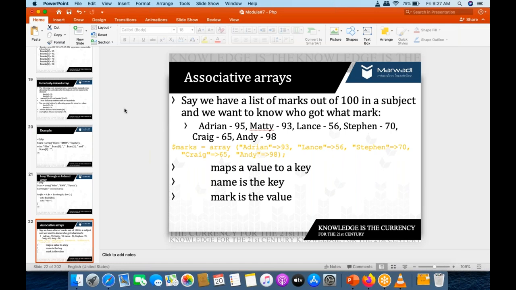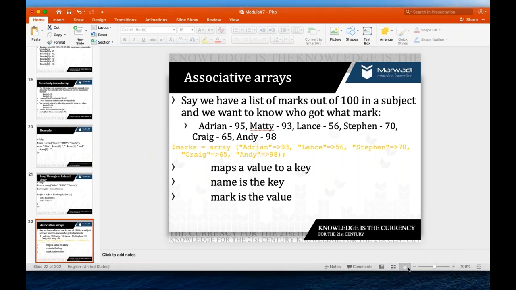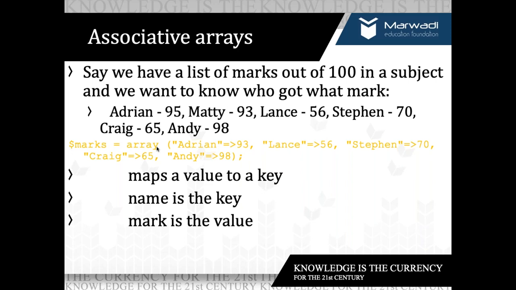First of all, I'm giving you some instructions in between the explanation, so I want you to do the same. Over here, you can see this, this is the pale yellow color. This is how we can define the associative array. Over here, dollar marks equals array in round brackets, and in double quotes, Adrian equals greater than sign 93, comma, for the same, Lenz 56, Stephen 70, Craig 65, and Andy 98. So this is how we can define an associative array.